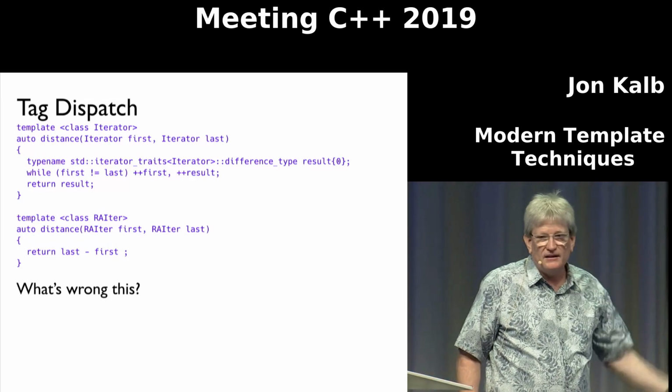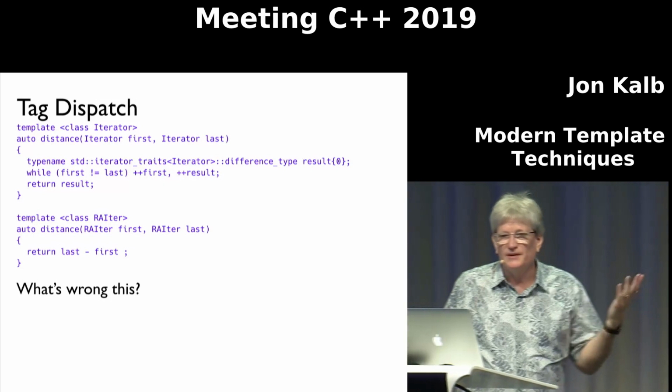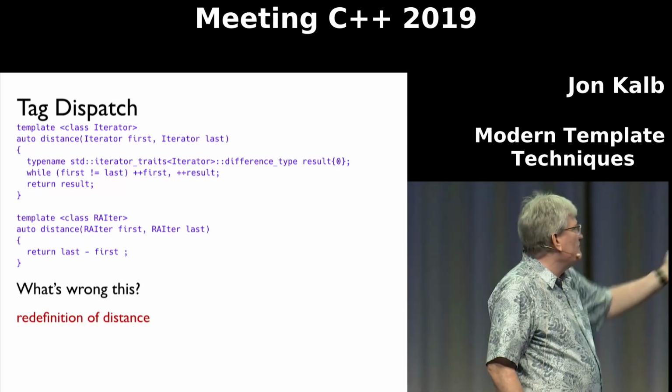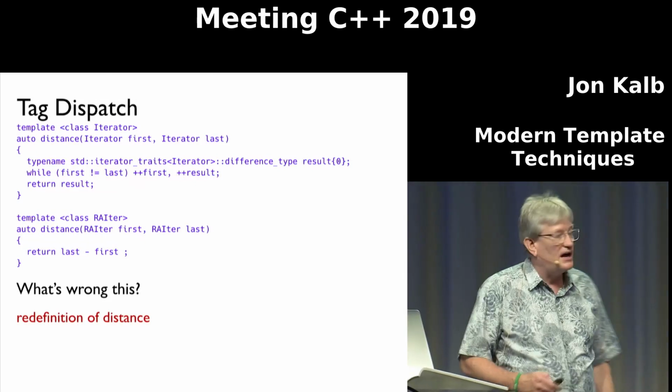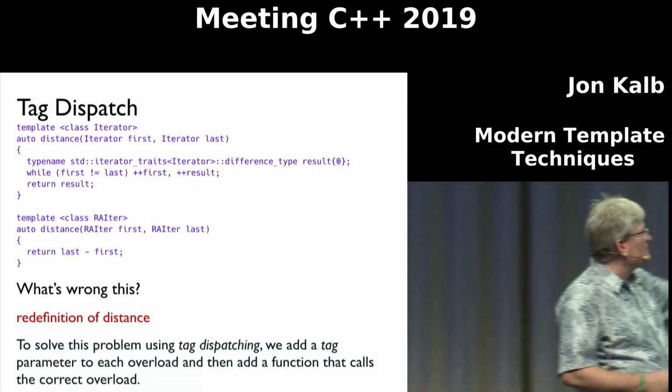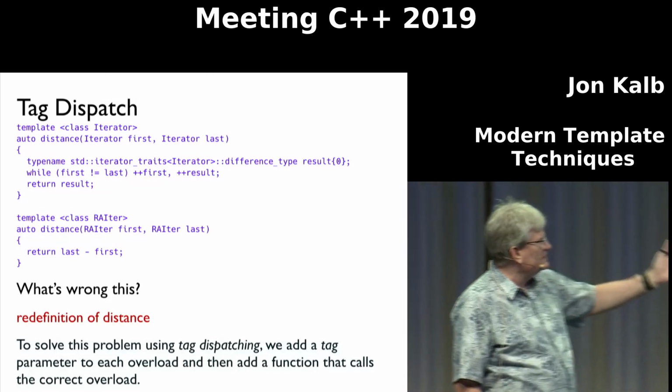Is this going to compile? What's the problem with this? Right, I just redefined distance, right? So what I need to do is somehow say, well, use this one in this case, but this one in this other case. So what we do is we use something called tag dispatching.